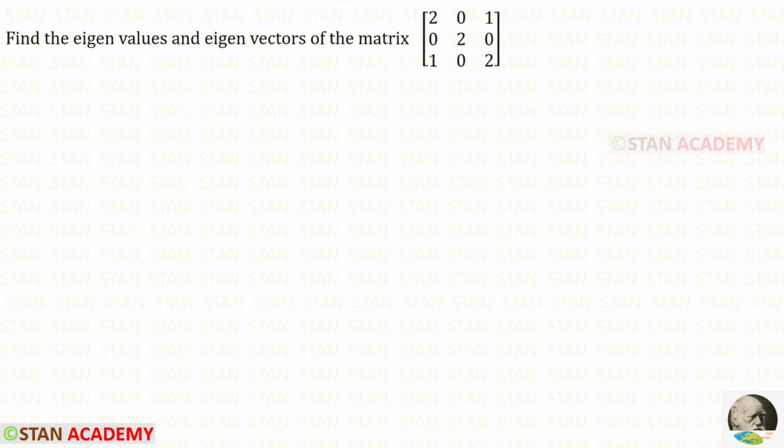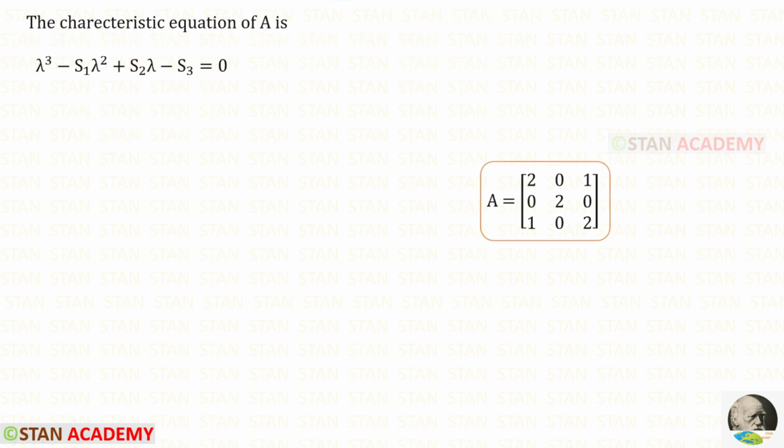Hello everyone. Today we are going to find the eigenvalues and eigenvectors of this matrix. Let us keep this matrix as A. We know that the characteristic equation of a 3 cross 3 matrix is lambda cube minus s1 lambda square plus s2 lambda minus s3 is equal to 0.